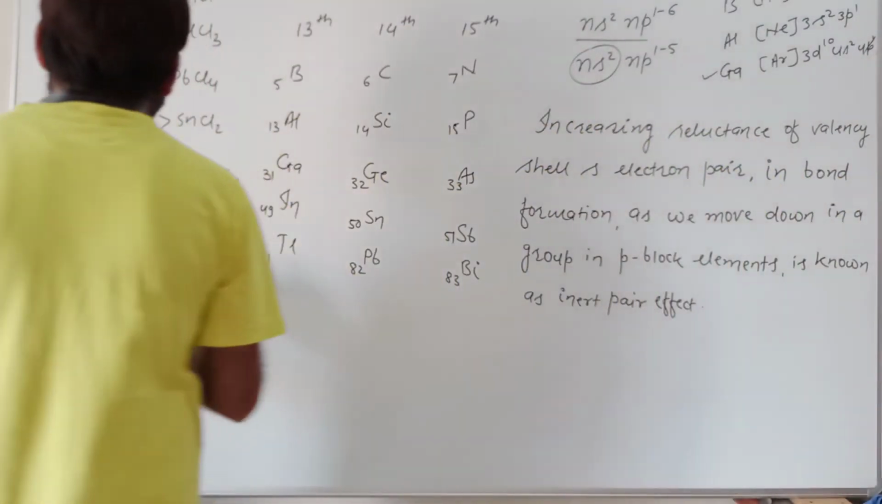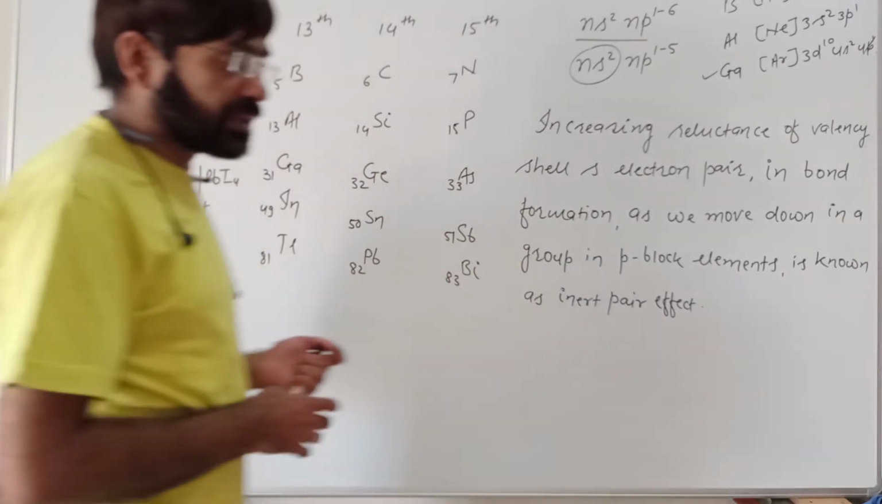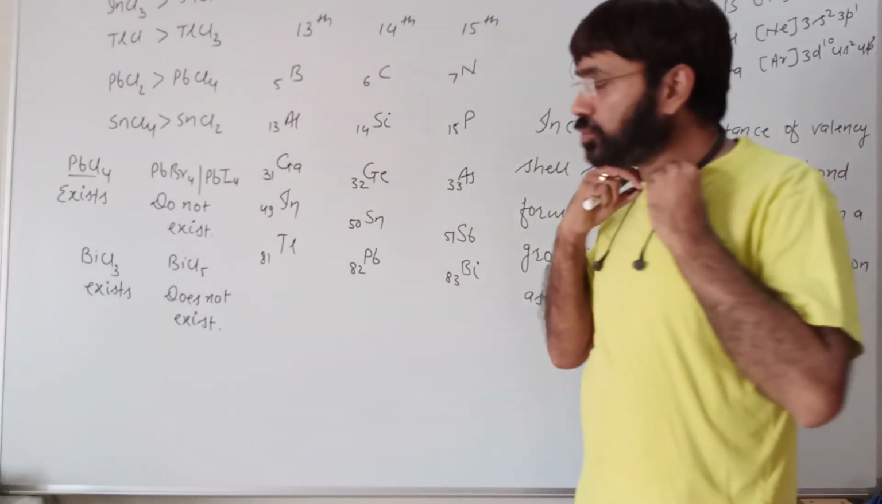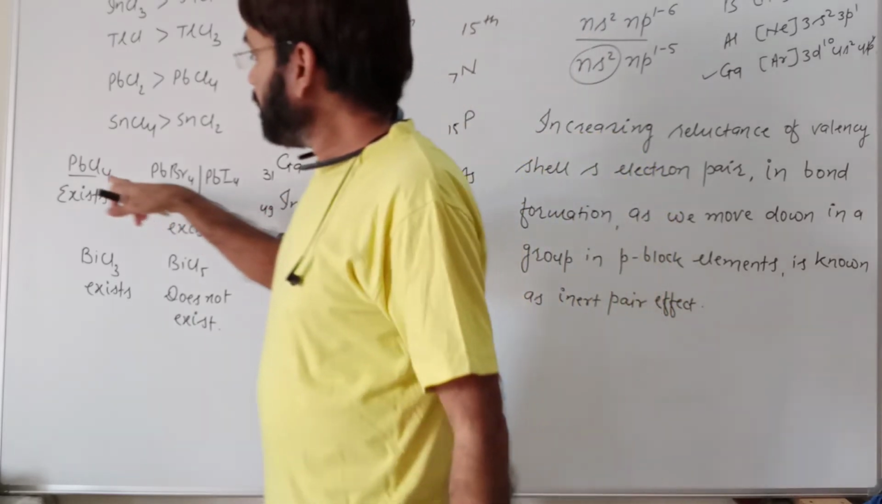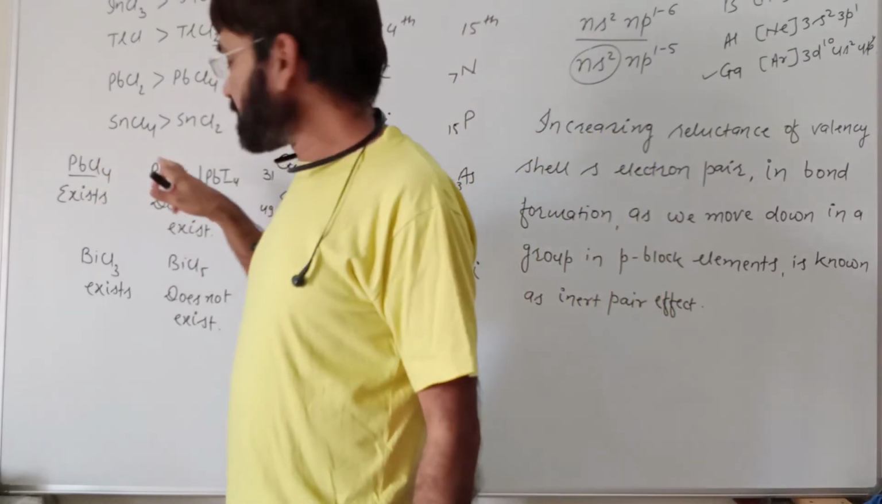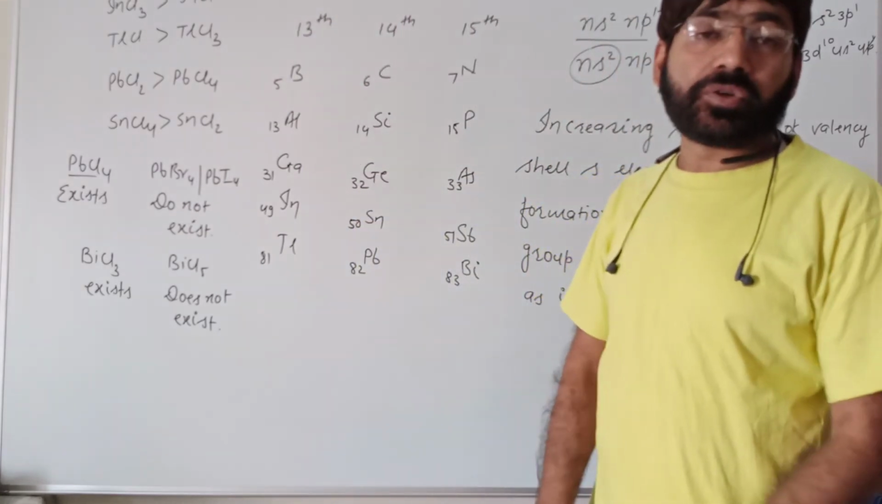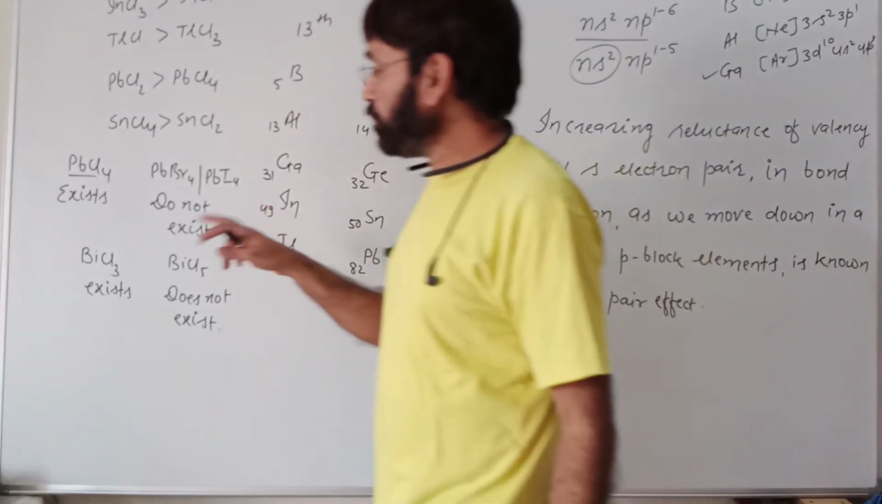Another type of question which can be asked is related to the chlorides of the 14th group. We say PbCl4 is an existing compound, while PbBr4 or PbI4 do not exist. So how will we explain this?